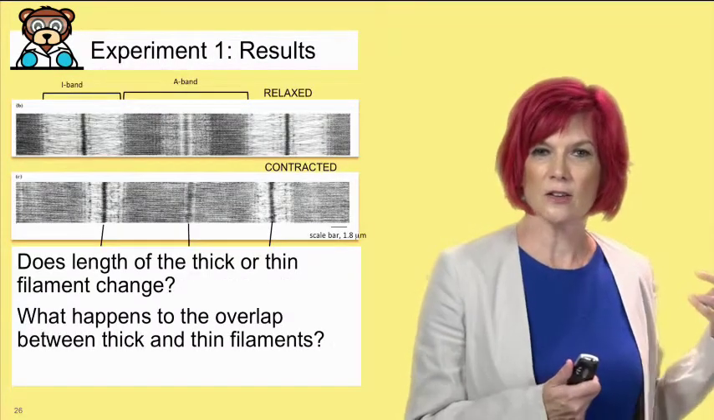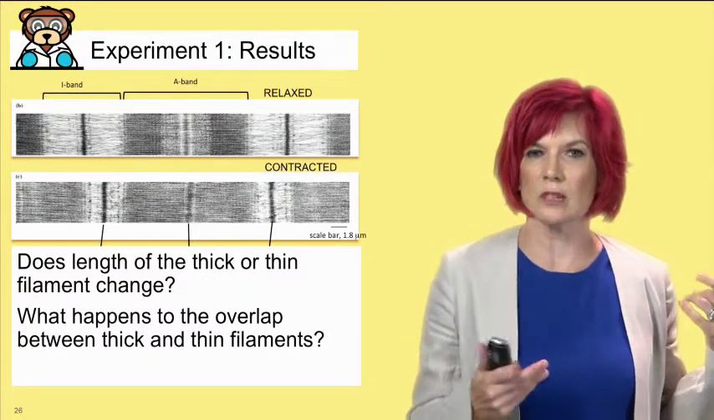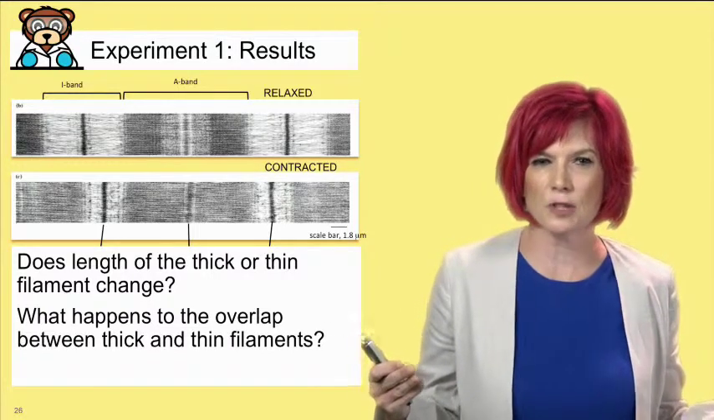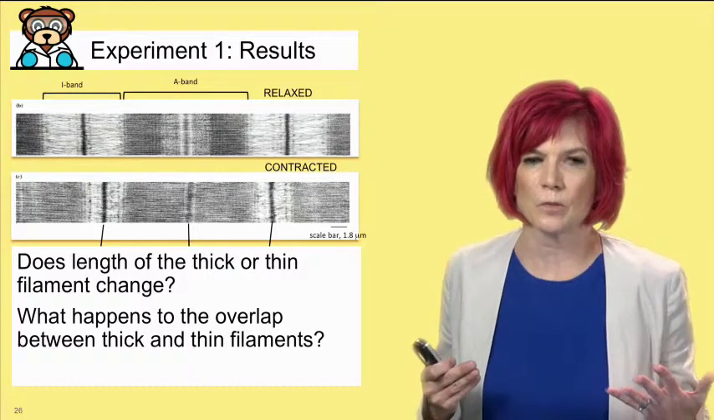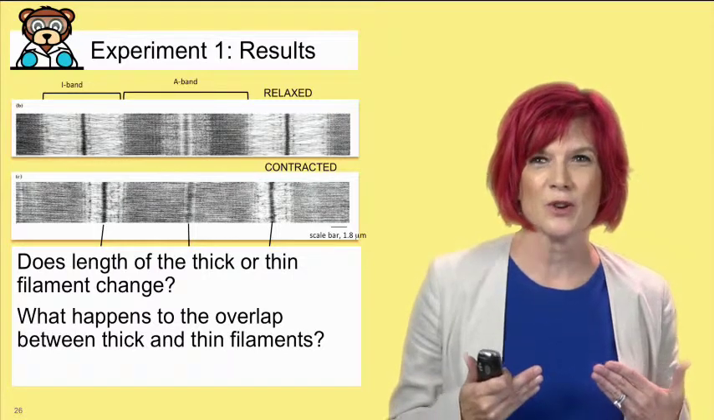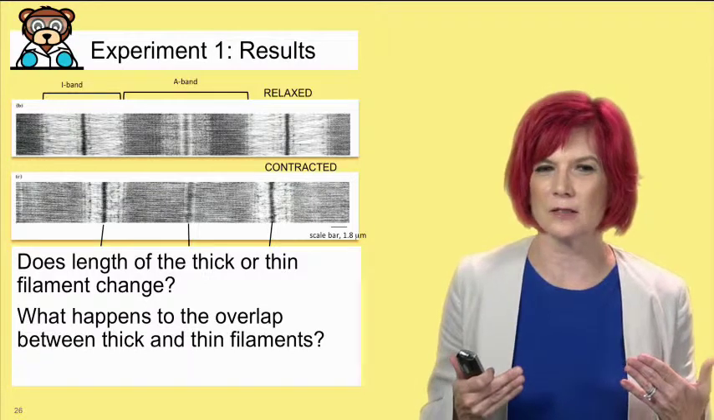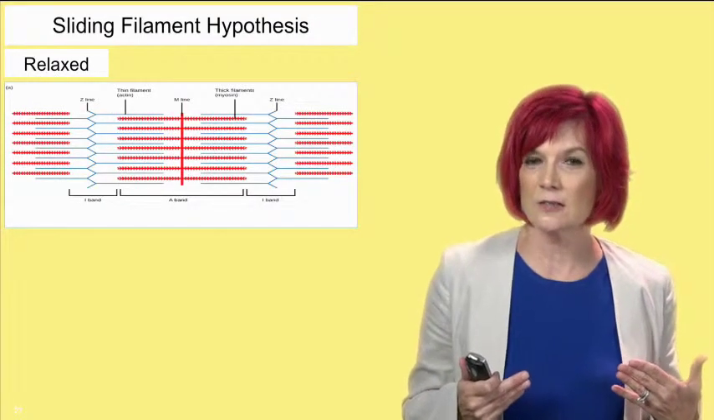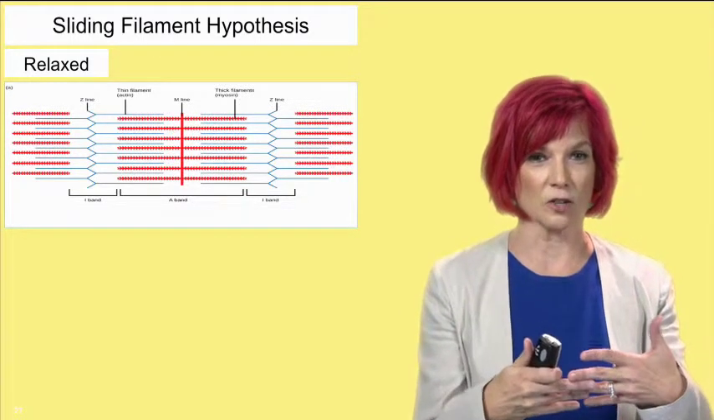Now, here is the data. As you can see in the top image, we're looking at a relaxed skeletal muscle. Identify the Z bands for yourself. Notice where they are. Identify the A band. Identify the I band. Now look at the image below, which is the contracted skeletal muscle. What happened to those Z lines? What happened to the thick and the thin filaments? Well, after taking several careful measurements, scientists found that those thick and thin filaments actually overlap as skeletal muscle contracts.